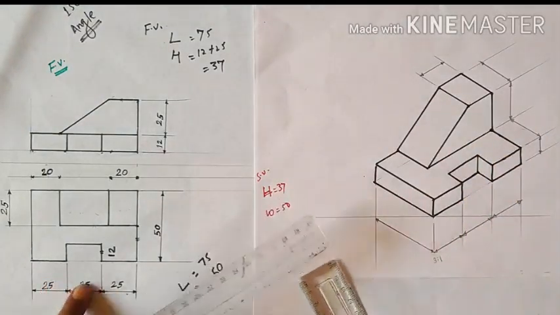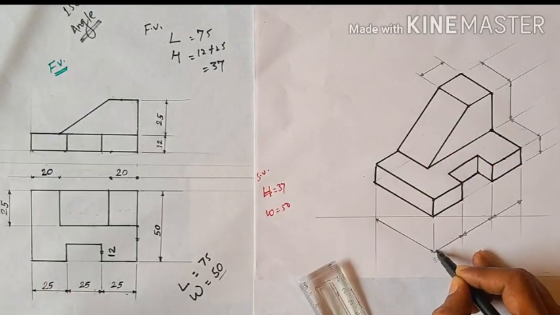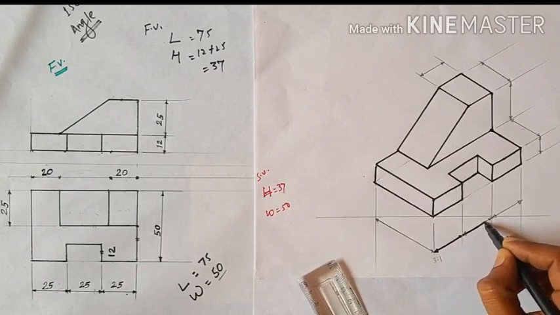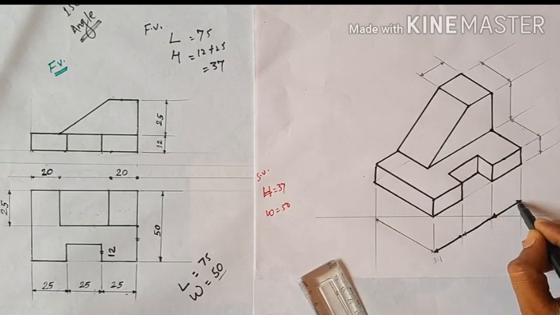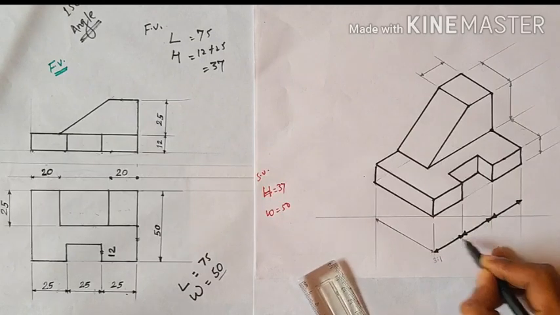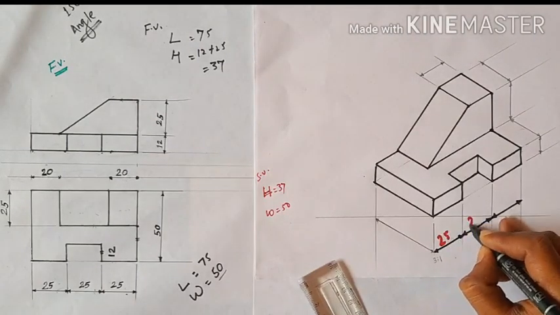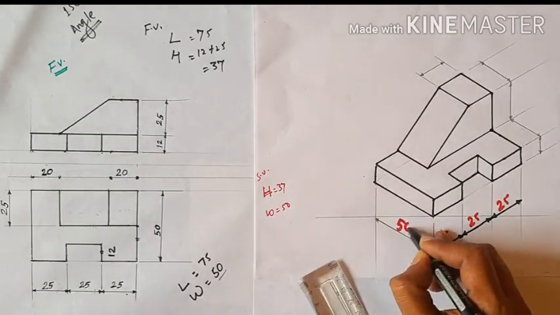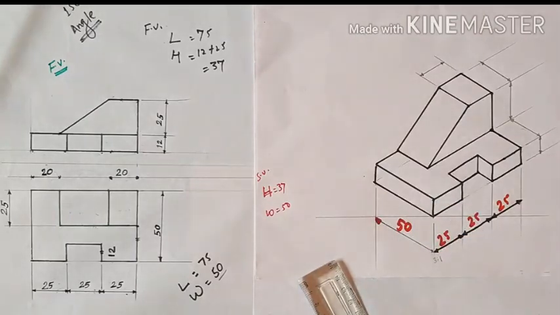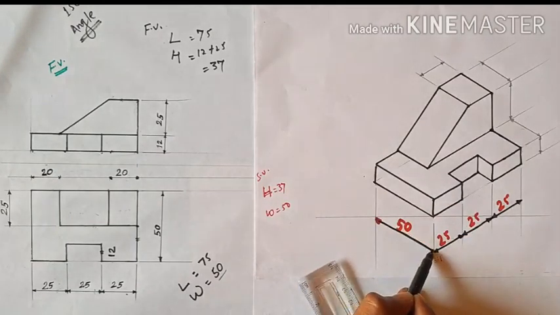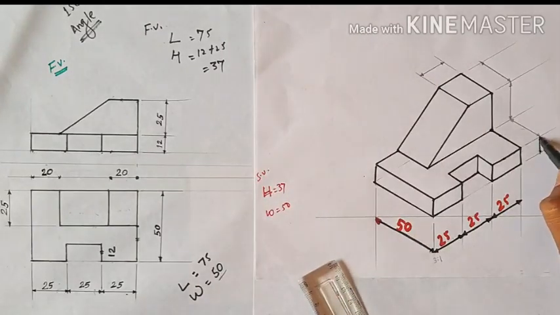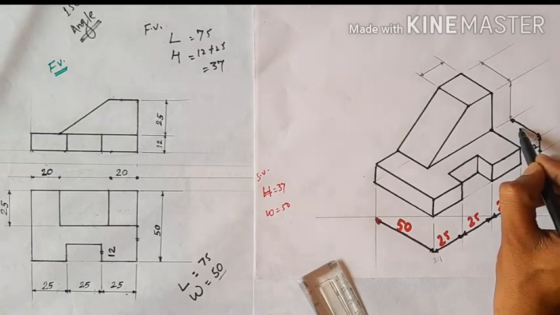Now I put the dimension. So firstly 25, 25, 25 mm. So this arrow, and this arrow. This is your, what about this? So this is your 25 mm. This is your 25, and again this is your 25. What about this? This is your 50 mm of width. Okay. Now this is your 12 mm. What about this? This is your 25 mm.